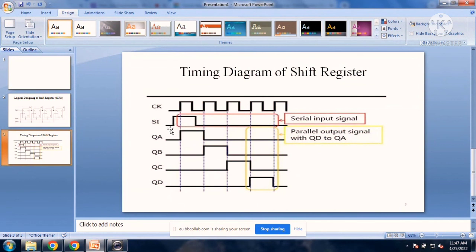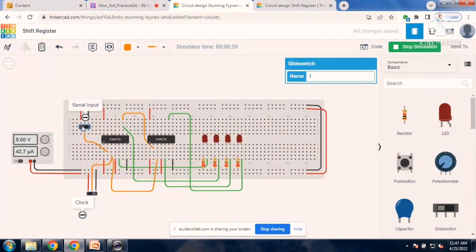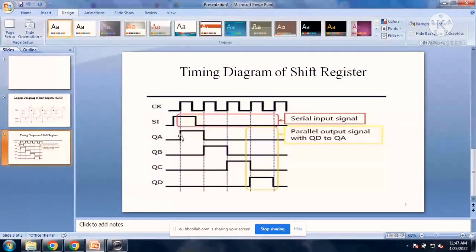at this time the QA will glow. Okay, the QA will glow. So here when I turn on the power supply and give the clock input, you see that our QA will glow at this time. After that, at the next positive trigger of the wave, when we turn off the serial input, what happens?